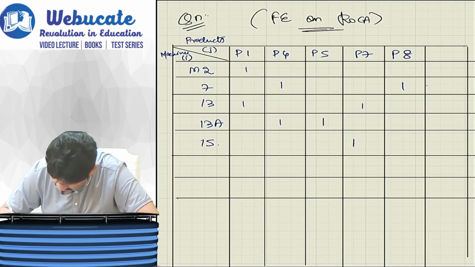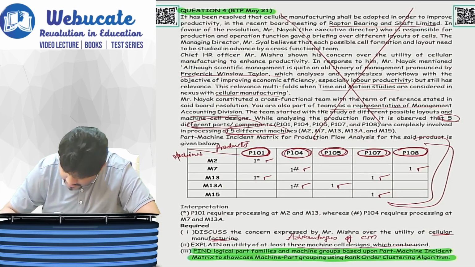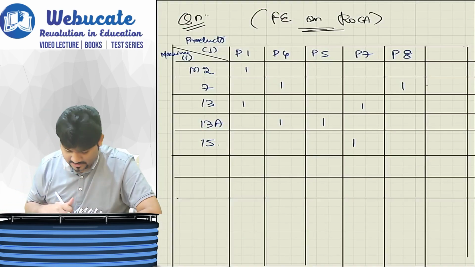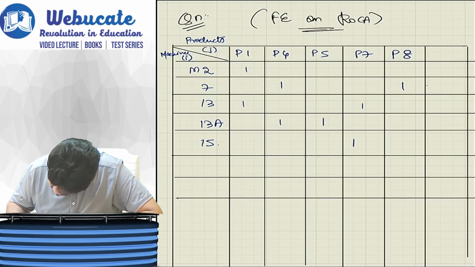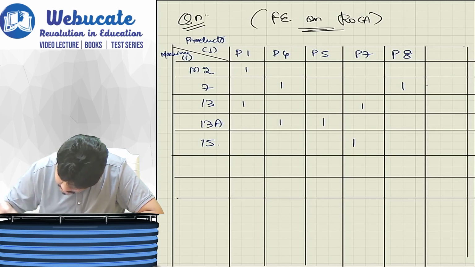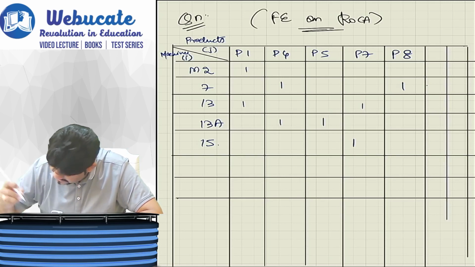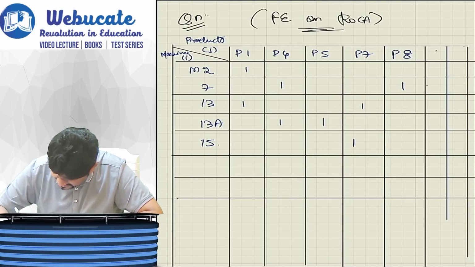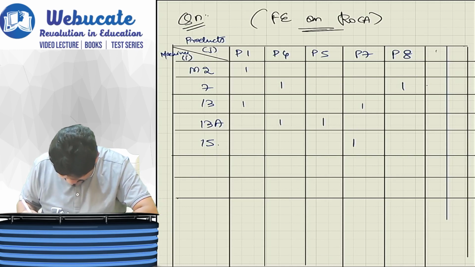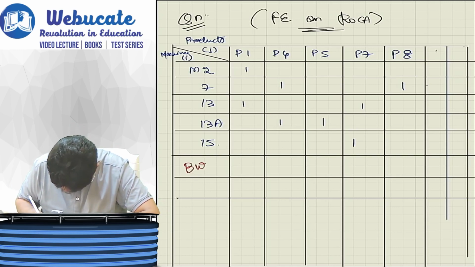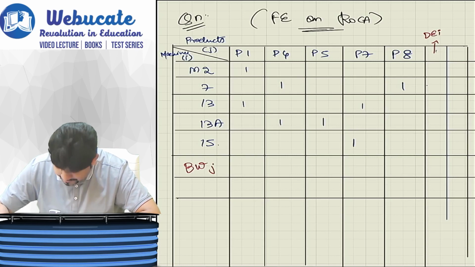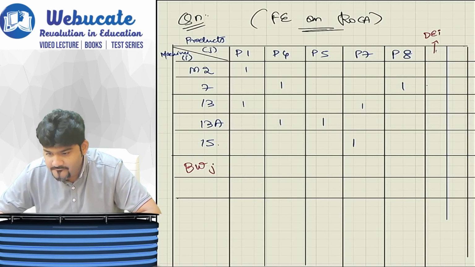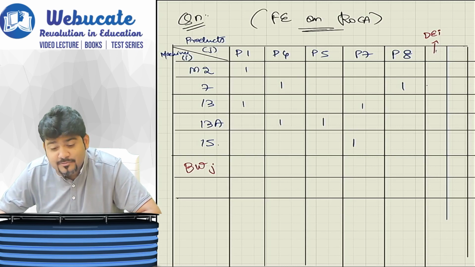Now there are 2 more things, BWJ and DEI. 1, 2, 3, 4, 5, 6, 7. Oh, we need to make 8. I'm so sorry, we'll have to make 8. Okay, now we have 2 more concepts. One is called BWJ, another is called DEI.